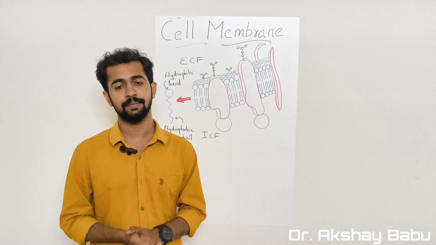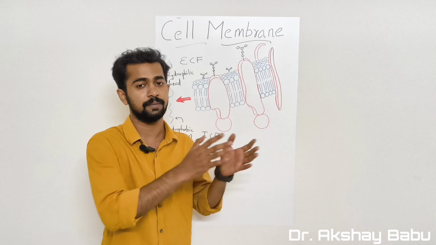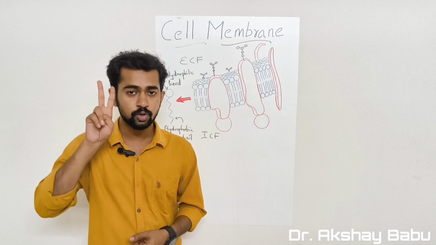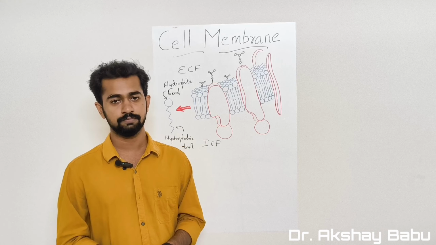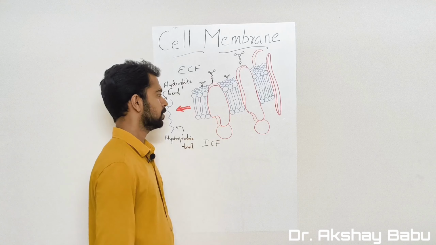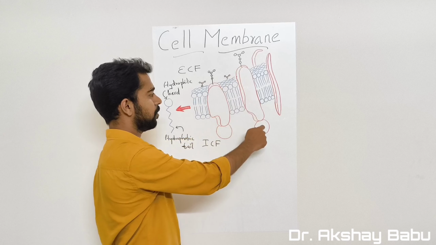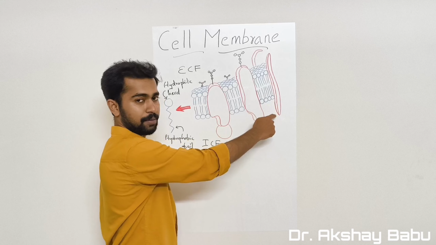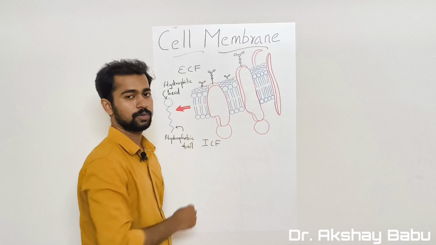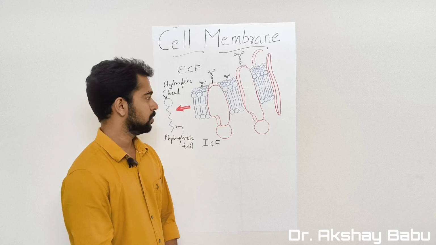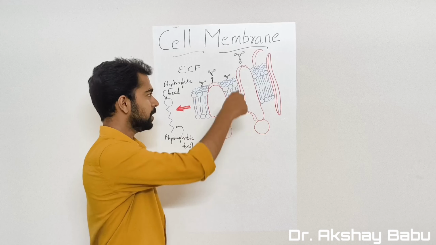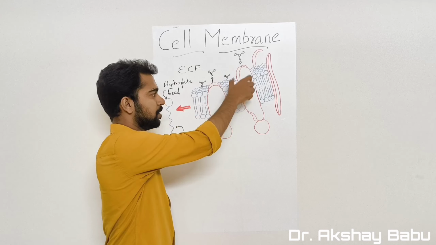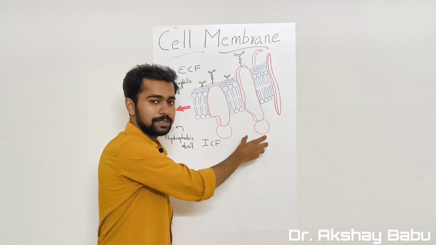So coming to integral membrane proteins and peripheral membrane proteins. These two types of proteins are mainly glycoproteins. So, see this figure? This is an integral membrane protein. This one is also an integral membrane protein. And this one is also an integral membrane protein. So, what's the peculiarity here? You can see this integral membrane protein protrudes all the way through the cell membrane.